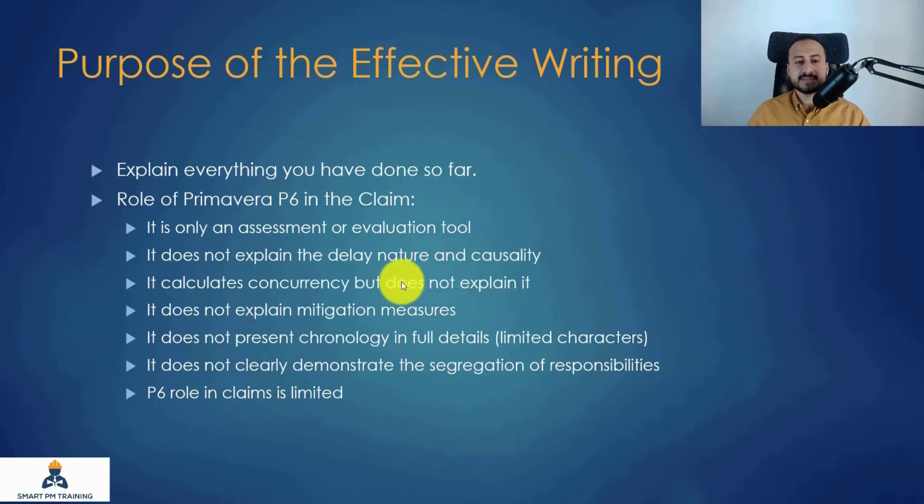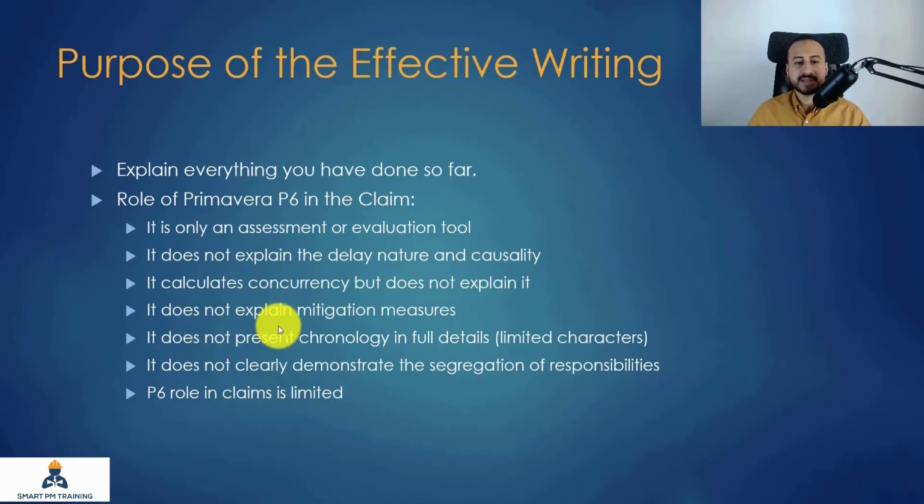It does not explain the delay nature and the causality, as we explained before. You have only one fragment, you link one activity to the original scheduled activities, and that's it. It does not explain to you how the event has arisen. That's why we have the chronology section. In Primavera, we have only a short version of the chronology, so it does not actually explain everything. It does not explain the delay nature. It calculates the concurrency, but also does not explain it.